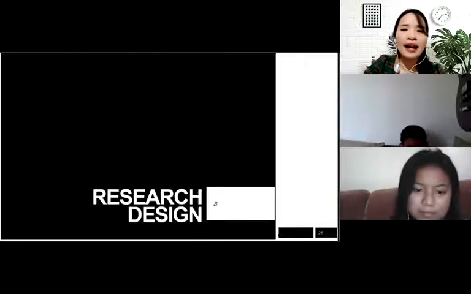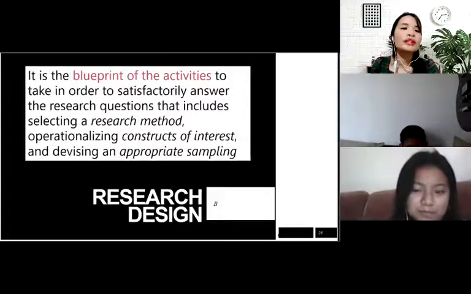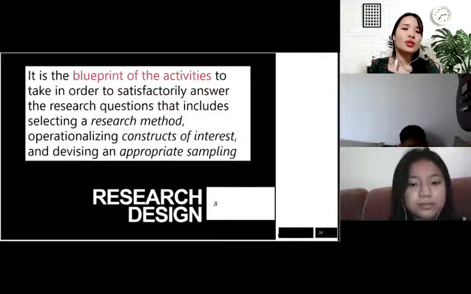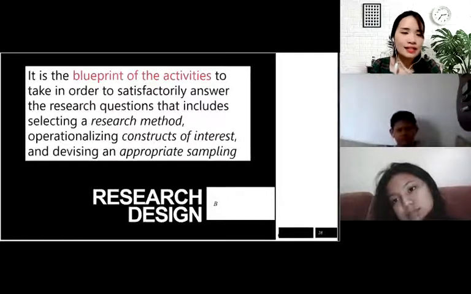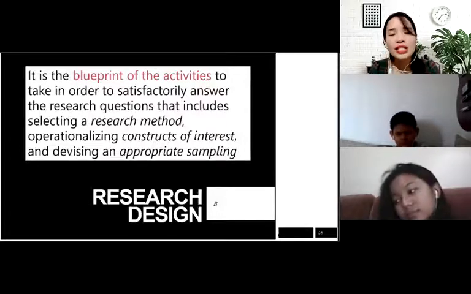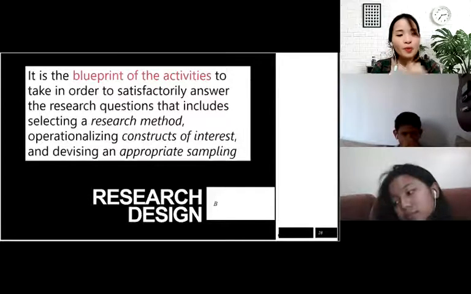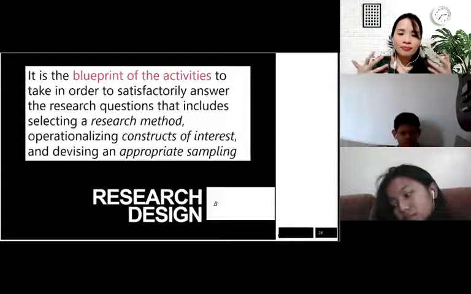Okay, I hope that you're listening pa. What is a research design? Research design is also called a blueprint of the activities to take in order to satisfactorily answer the research questions. That includes selecting a research method, operationalizing constructs of interest, and devising an appropriate sampling. Okay. So ano yung research methodology natin pala? Ano yon? Quantitative or qualitative research. 'Di ba? Pag sinabi natin constructs of interest, yun yung mga specific variable or topic ng ating title or ng ating specific research.